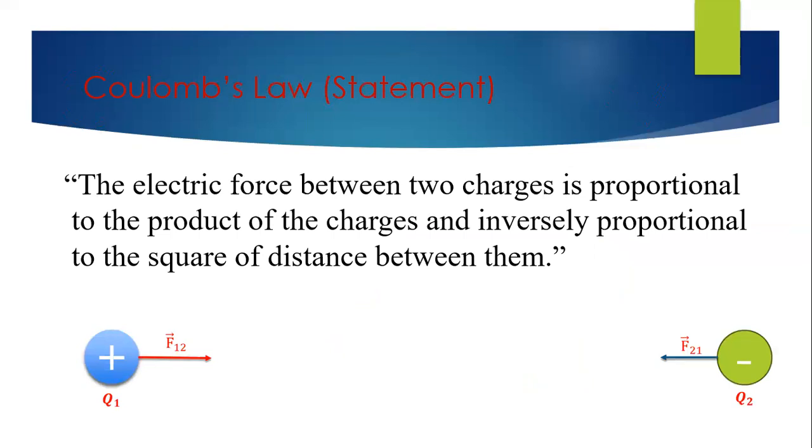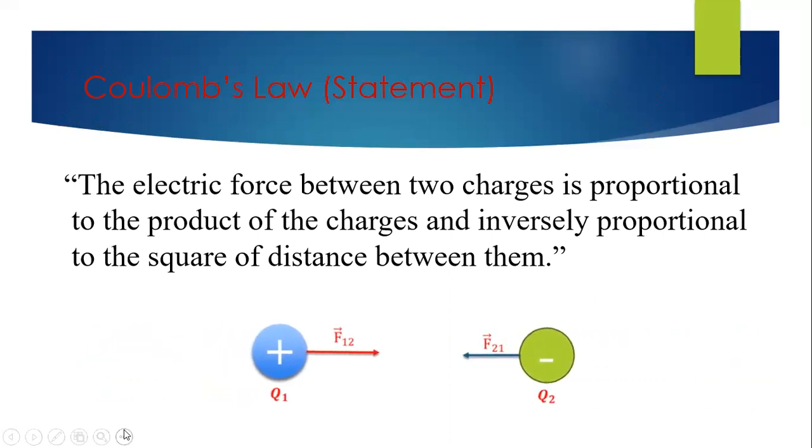Okay, the next is the statement of Coulomb's law. This law states that the electrostatic force between two point charges is proportional to the product of the charges and inversely proportional to the square of the distance between them. For example, if you assume two charges Q1 and Q2 placed at some distance, there could be three cases.